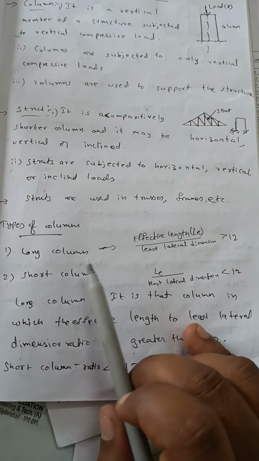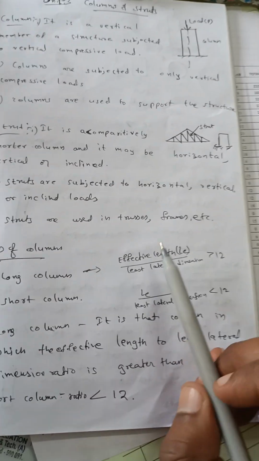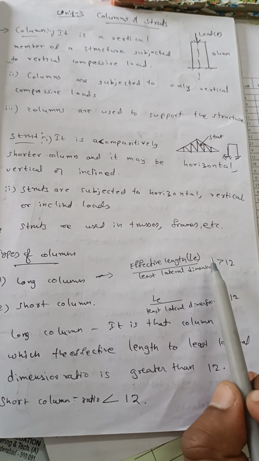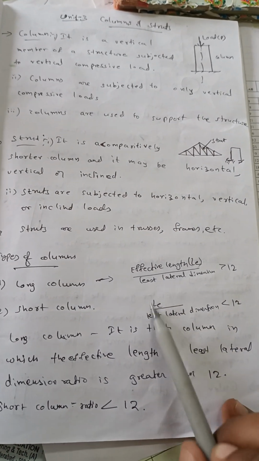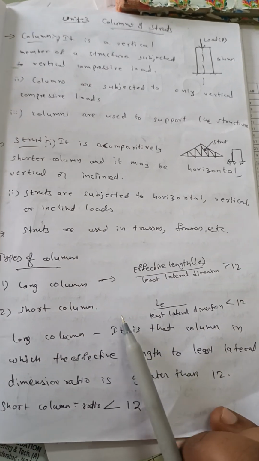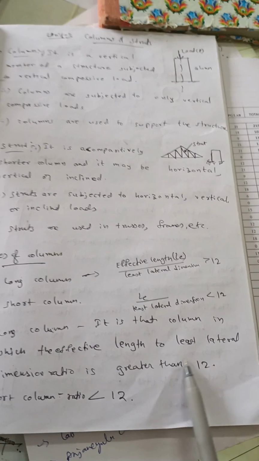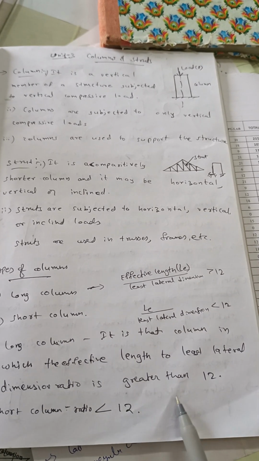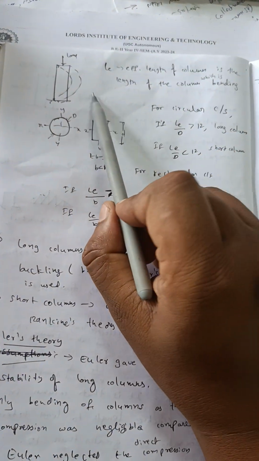Now let us see different types of columns: long column and short column. What is the criteria for this? Effective length LE divided by least lateral dimension should be greater than 12 for long columns. If this ratio is less than 12, then the column is called a short column. So what is the effective length here?